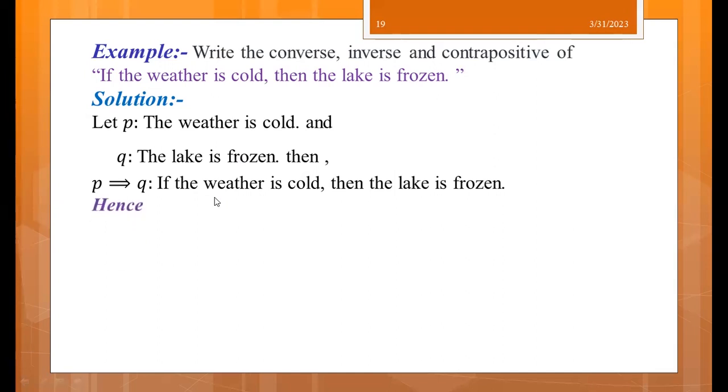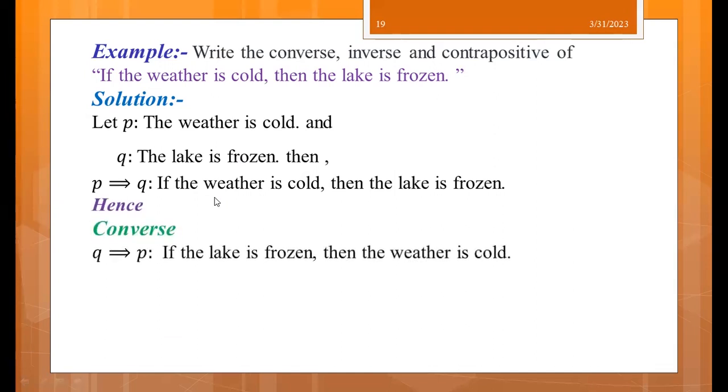The first case, the converse of this statement, is obtained by interchanging only the conclusion and the hypothesis of the original logical implication. So when we interchange Q and P, we have Q implies P, or if Q, then P, so that if the lake is frozen, then the weather is cold. This could be the converse of the statement: if the weather is cold, then the lake is frozen.